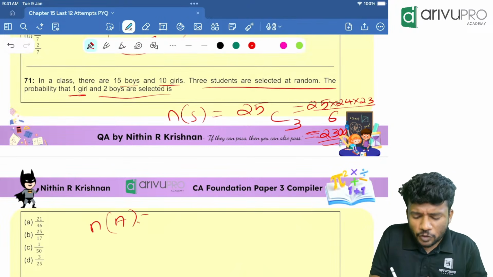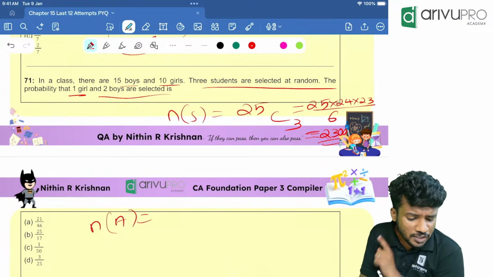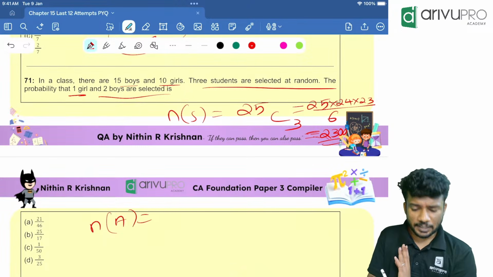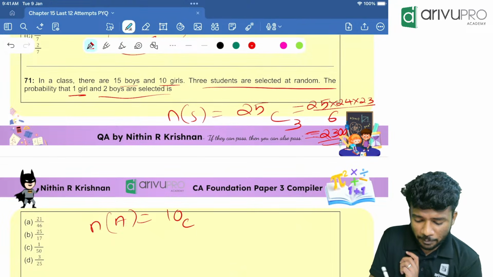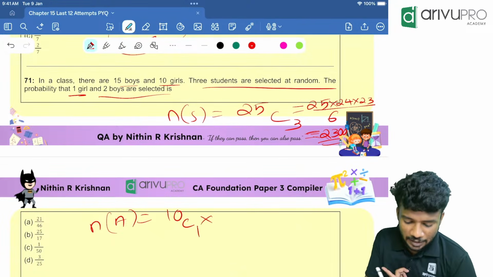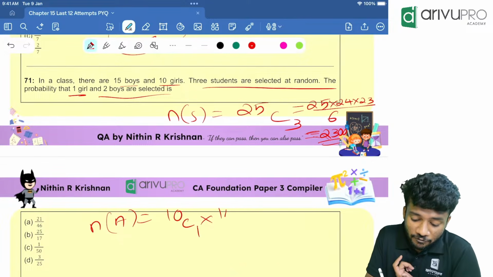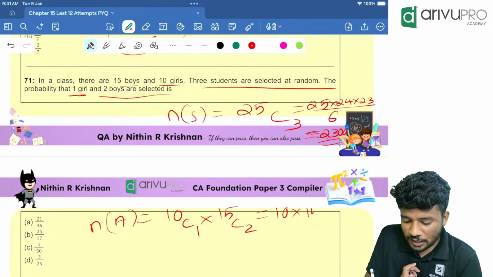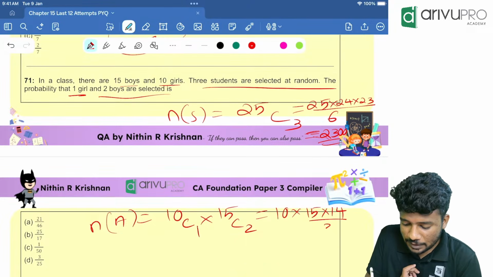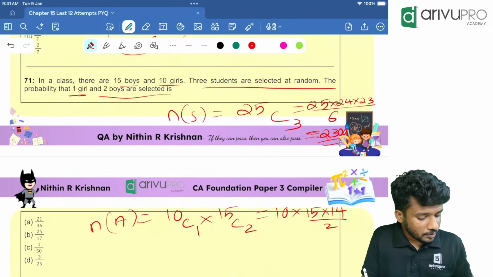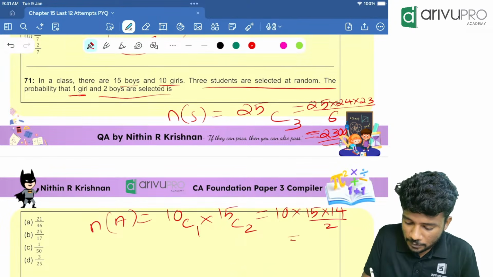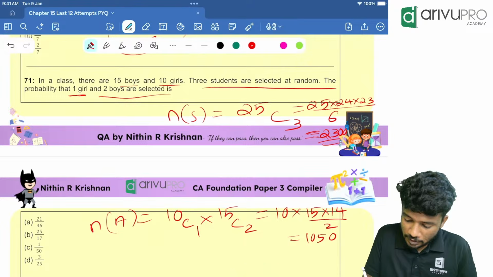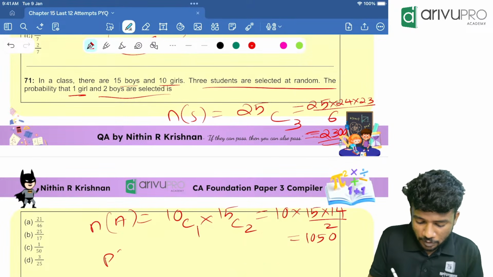Then we need to find the numerator. Numerator means the condition is 1 girl and 2 boys are selected. 1 girl is selected means from 10 girls I am choosing 1, and 2 boys are selected means from 15 boys I am selecting 2. So 10 into 15 into 14 divided by 2, which is equal to 1050.